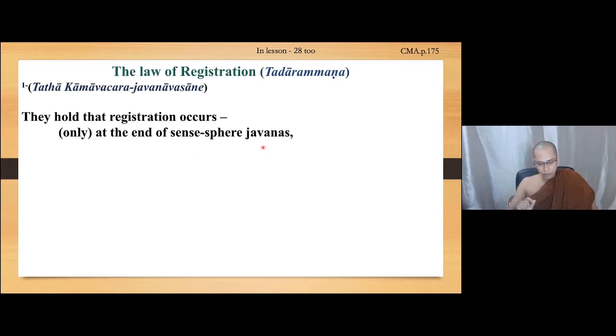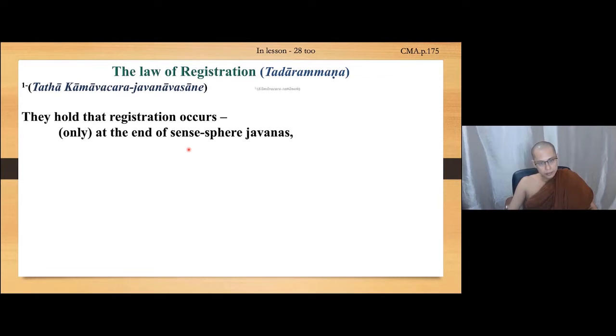So if you explain the cognitive process, you need to consider whether to put two mind moments of Tadarammana in this cognitive process, and you need to decide. It depends on the law of registration. If there is sense-sphere Javana, you need to consider another condition. And if the Javana is sublime Javana, you don't need to consider the registration moment, because the Tadarammana registration moment never follows the sublime Javana, or it is never preceded by the sublime Javana. So it is connected only to sense-sphere Javana.